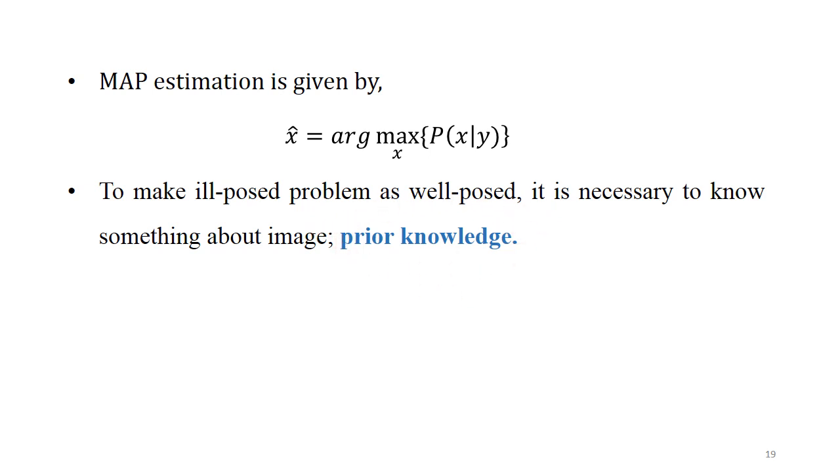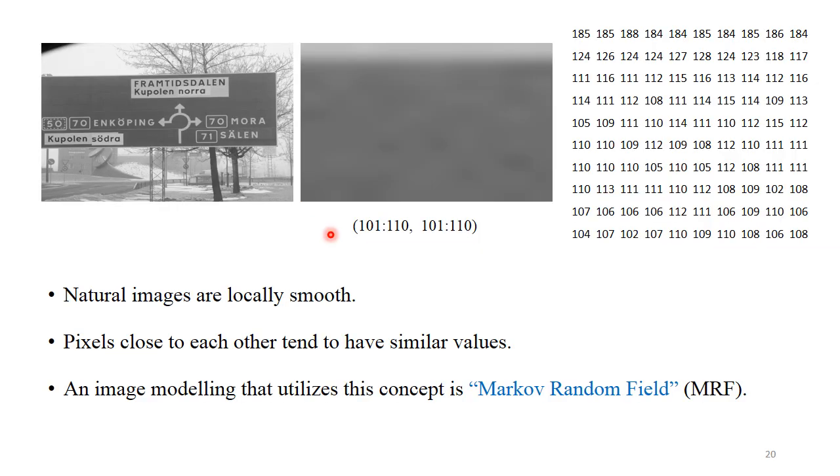Now how to obtain this prior knowledge? As it is being told, nothing is available. In an ill-posed problem nothing is available. But still we are saying, okay, we are going to identify something that is called the prior knowledge. Now what is this prior knowledge? Let us go through that.